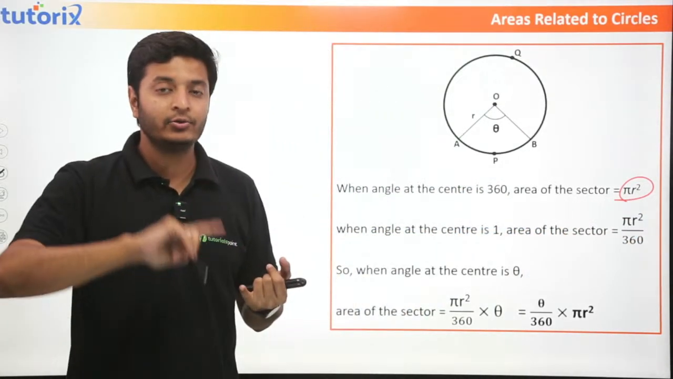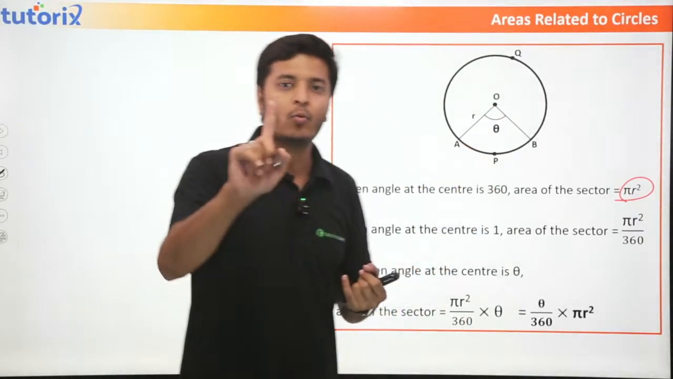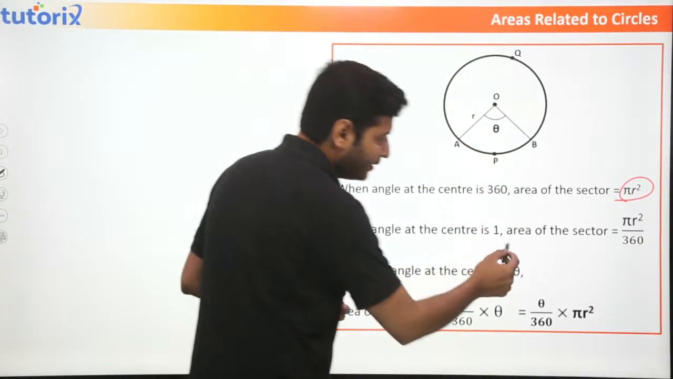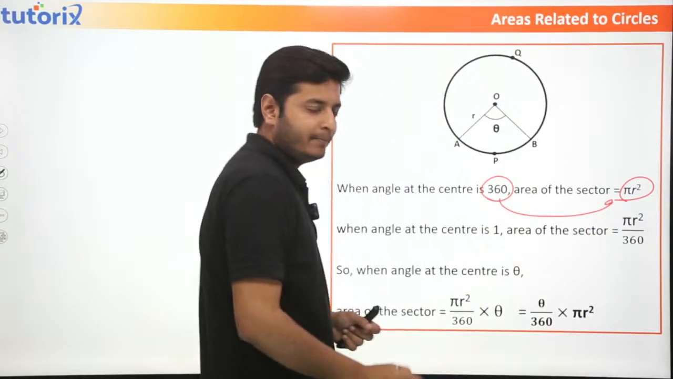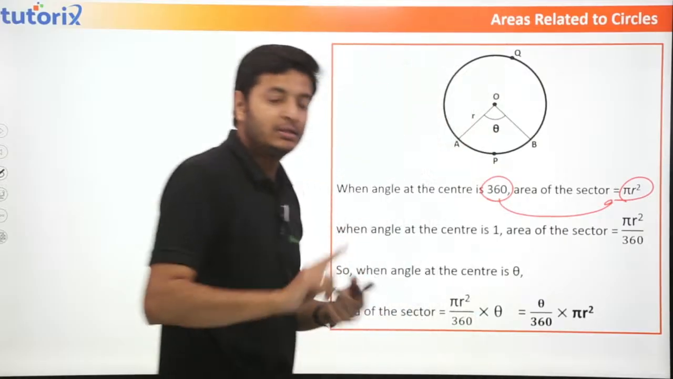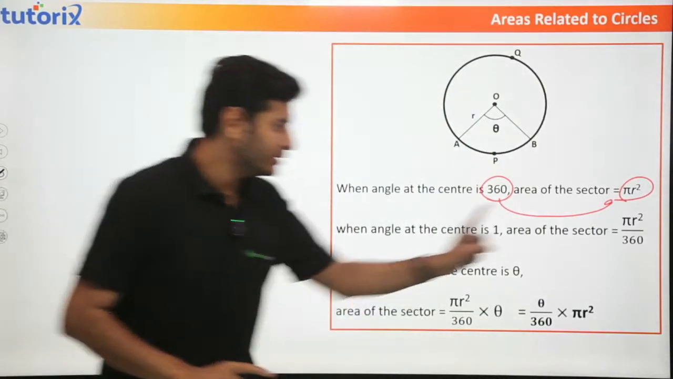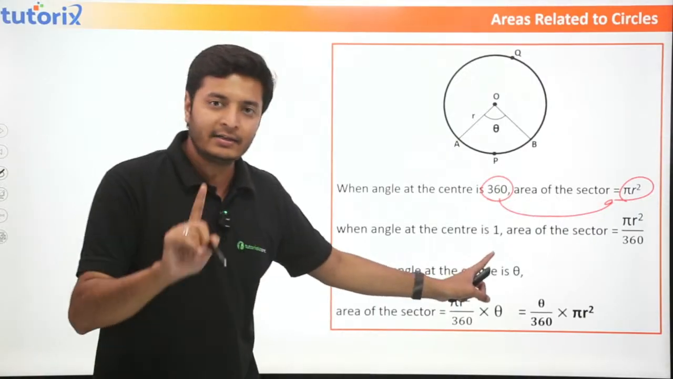Now apply the unitary method. Consider that the angle at the center is 1 degree. Then what is the area? We need to take this to the right hand side, so it will become a division thing. So pi r square divided by 360. This is the area of sector when the angle at the center is 1 degree.